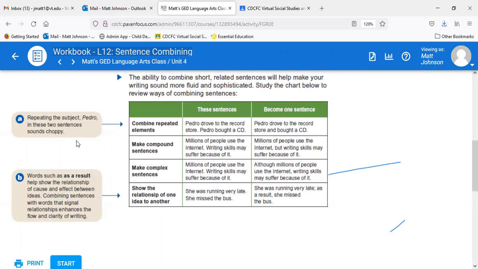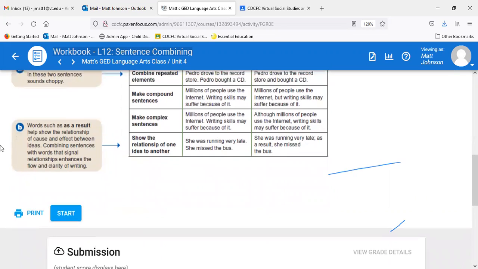The reader has to assume, if you're using those two short sentences, that she missed the bus because she was running late. But if I add that transitional phrase, she was running late, as a result, she missed the bus, then the reader knows for sure the reason there. And we have a little more of a complex idea.